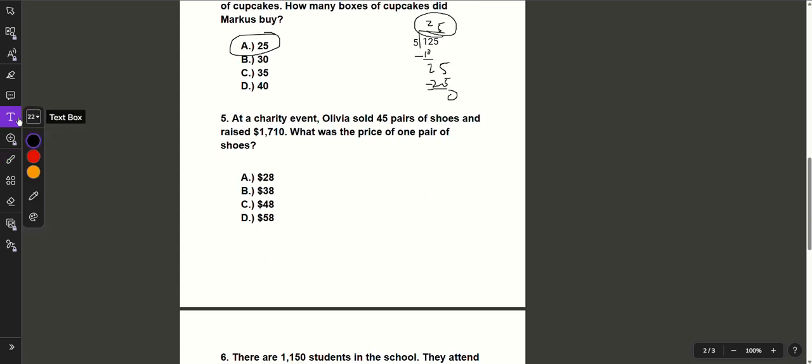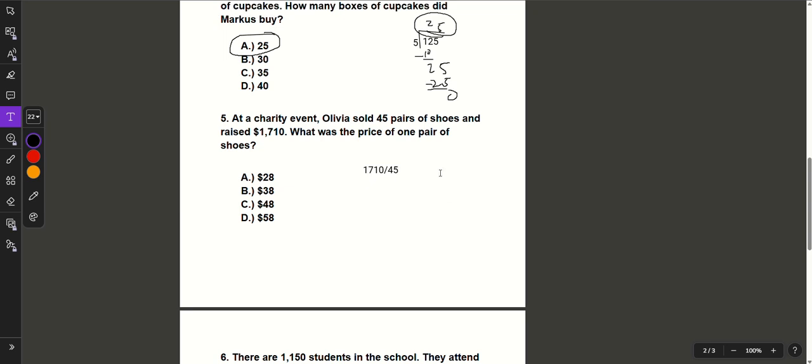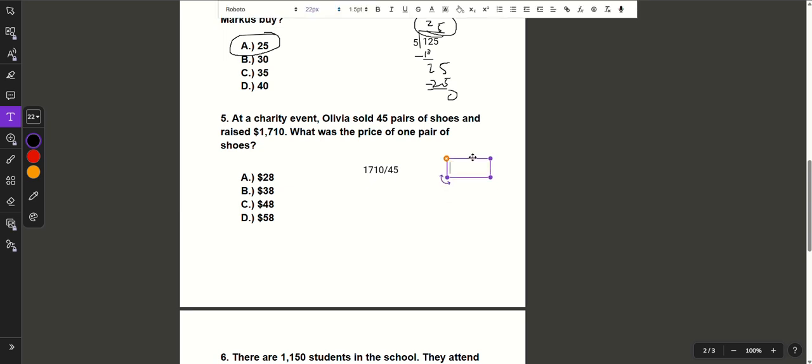Number 5: At a charity event, Olivia sold 40 pairs of shoes and raised 1,710. What's the price of one pair of shoes? So we have to divide 1710 by 45. So we have to try to guess again. So let's say 48 and 28. Let's multiply those.